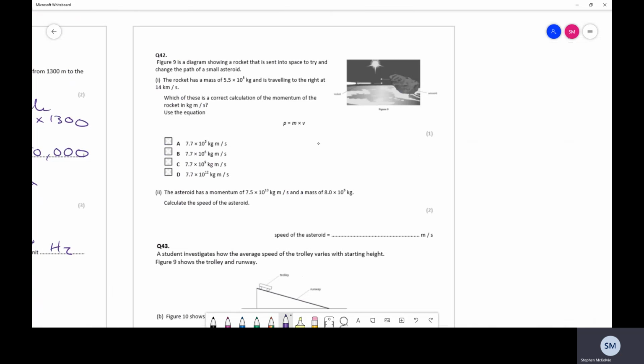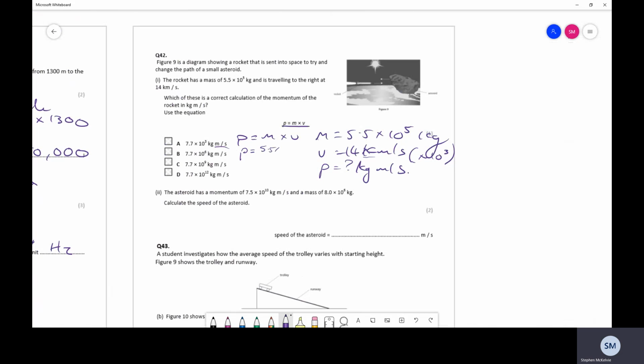So let's have a look then. This is the equation for momentum, which is fabby-dozy. Mass is equal to 5.5 times 10 to the 5 kilograms, and it is traveling at a velocity of 14 kilometers per second. I'm going to have to multiply that by 10 to the 3 because it's kilometers per second, and I want it in meters per second. Momentum P is equal to m times v.